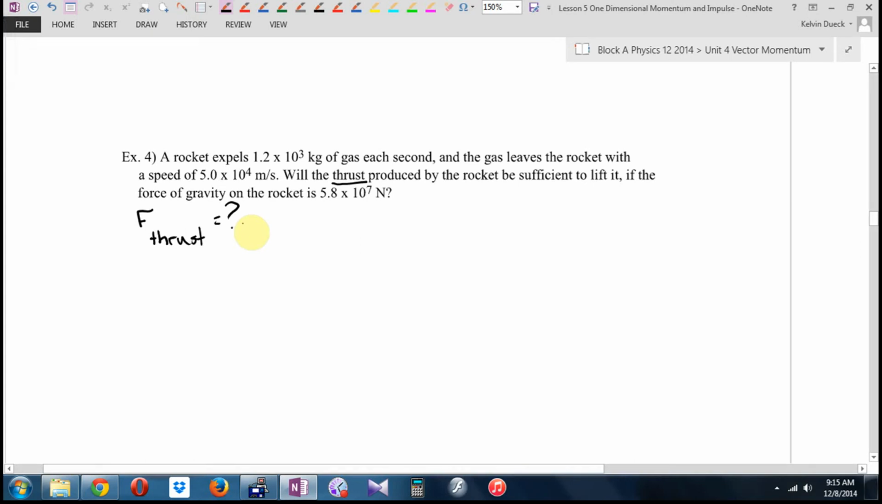I think thrust is a force. So I think what they're asking me to find is that. Okay. What have they given you? A mass? I see a velocity. You know what? I'm looking for an equation that has force, mass, and velocity in it. You know what? I think what I want to use is change in momentum equals F delta T.